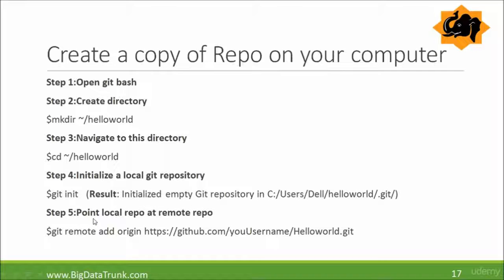Next step is we want to point this local repository at our remote repo, which we have just created on GitHub. So you will copy the link, https github your username helloworld.git. This is your repository name. You will copy this link from the GitHub site and paste it here with the command git remote add origin, and this is the link where we have created the repository. Now this will point our local repository to the remote repository which we have created on the GitHub site.